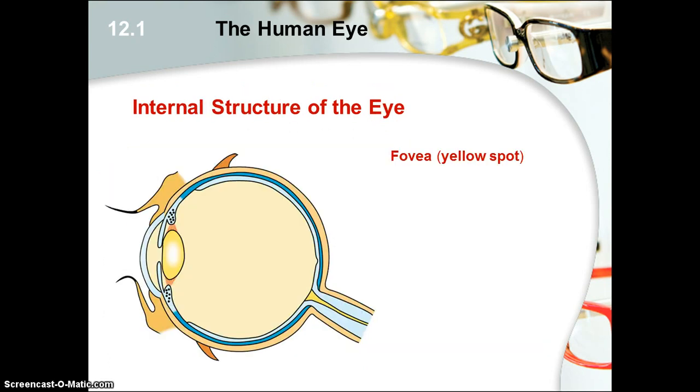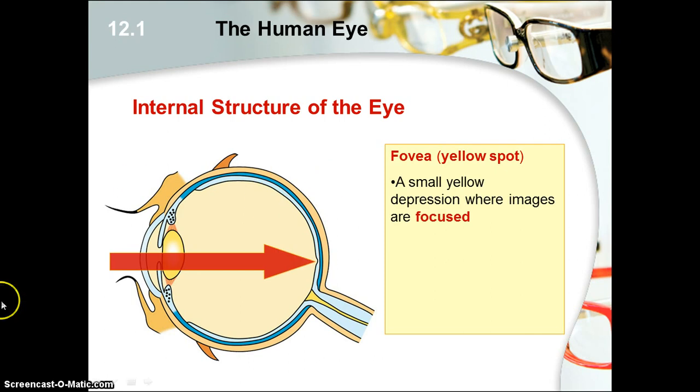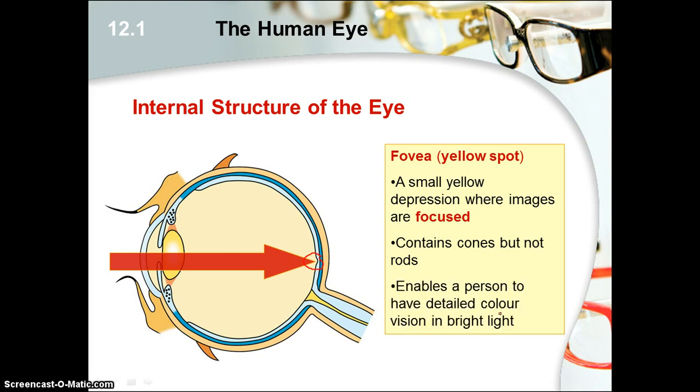Some other important parts of the internal structure of the eye, for example, the yellow spot, or what we call the fovea, refers to the spot here that we've seen. It's a small yellow depression where the image is focused. It has the cones but not the rods, to help the person have detailed color vision in bright light.